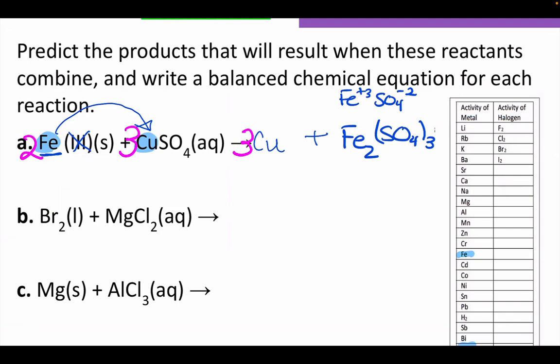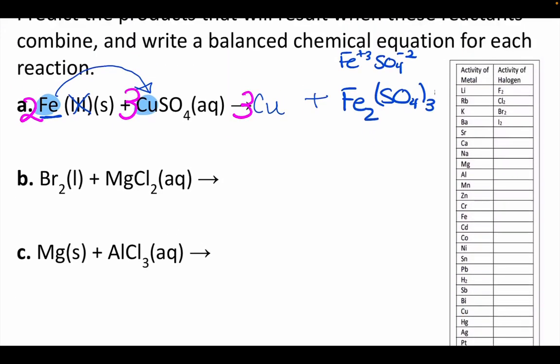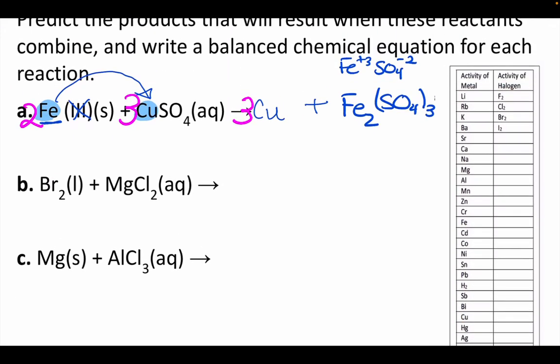So the next one is a nonmetal. So bromine is a nonmetal. So now I'm going to use just this little area over here. So bromine and chlorine. That's not going to happen. Bromine can only replace iodine. So this one you would just write no reaction.